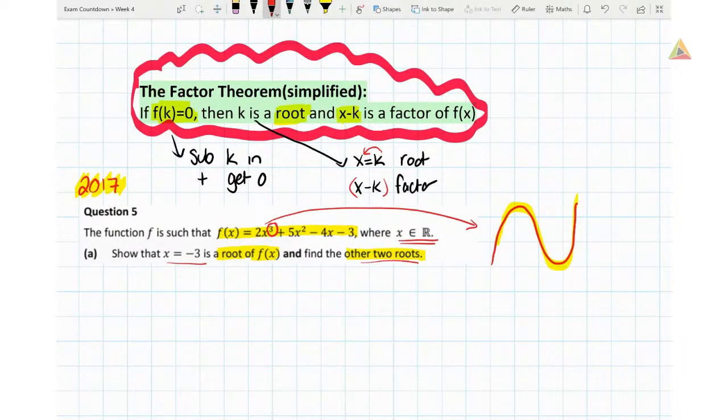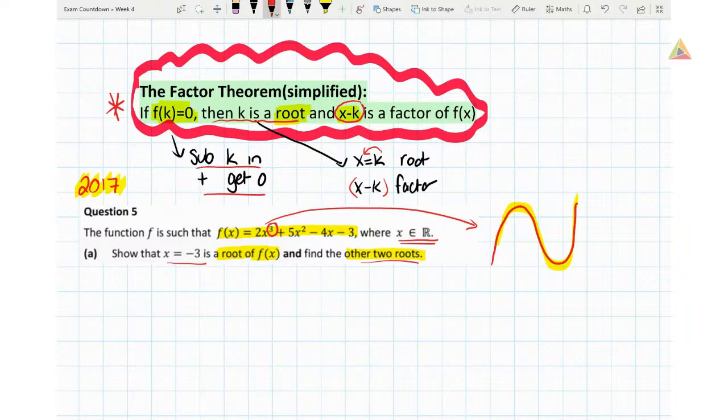Okay, so how are we going to start by showing x equals minus 3 is a root? We're going to remind ourselves of what the factor theorem said. And the factor theorem can be applied in converse as well. So it works both ways. In other words, if I was to read it backwards, the factor theorem would tell me that if x minus k is a factor, then that means that k is a root. And if k is a root, that means that when I sub it in, I should get 0.